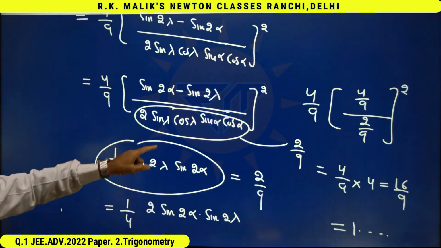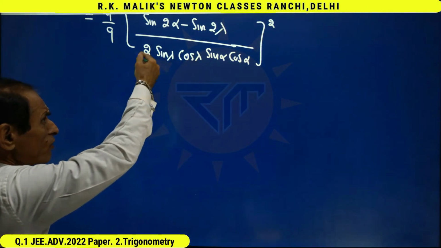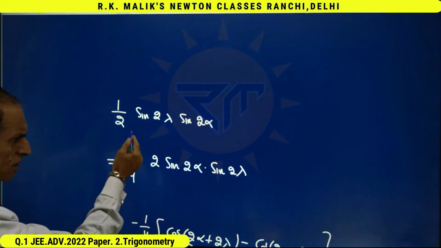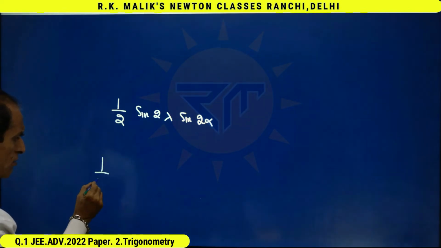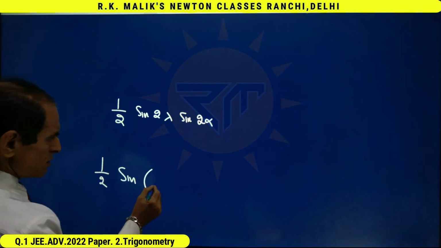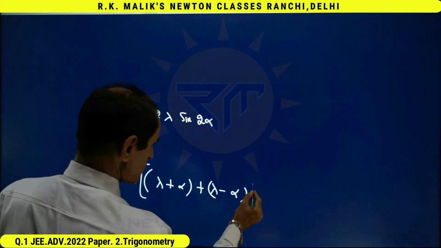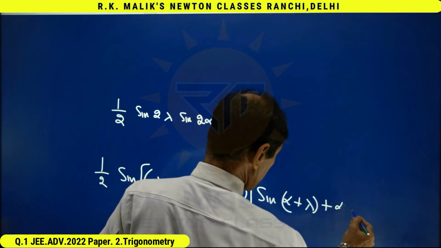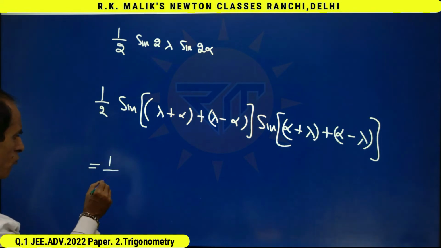First way of finding the value of this was already told here, and now let us find the value of this by the second way. Note that in the previous way I had started from here, and in the other method I will proceed in this direction: I will write this portion as sin(lambda plus alpha) plus (lambda minus alpha). Similarly, I will write this as (alpha plus lambda) plus (alpha minus lambda), and this is equal to 1 by 2.